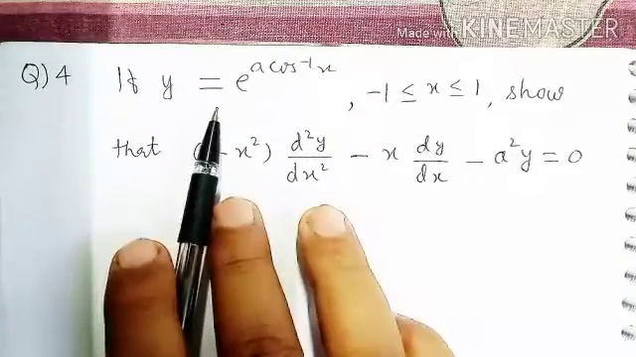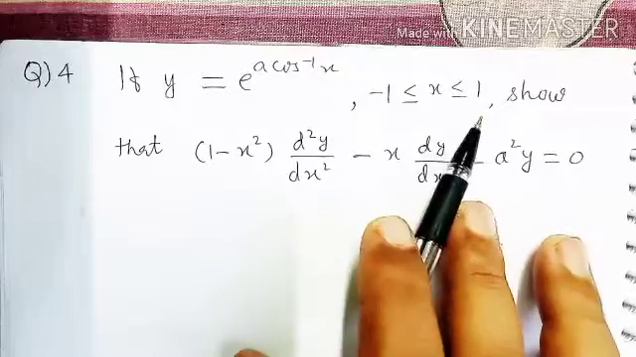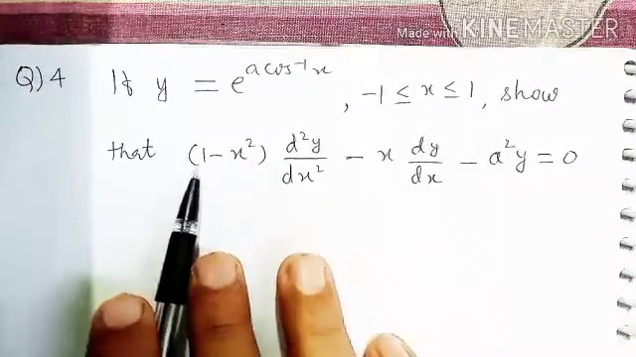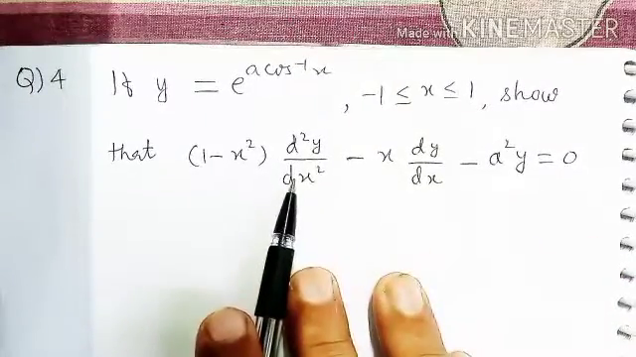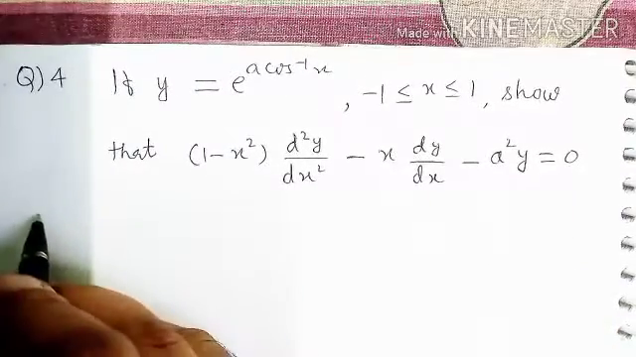If y is equal to e to the power a cos inverse x, where minus 1 is less than or equal to x is less than or equal to 1, show that 1 minus x square d2y by dx square minus x dy by dx minus a square y is equal to 0. Solution.